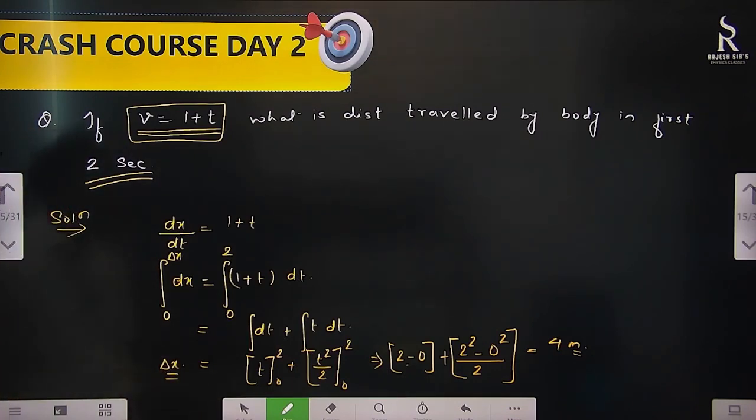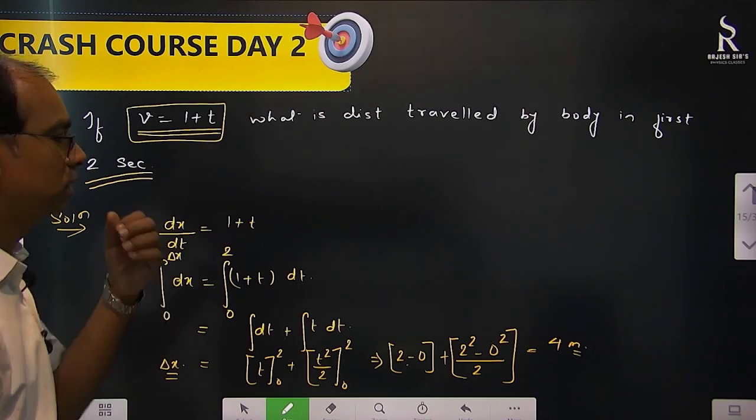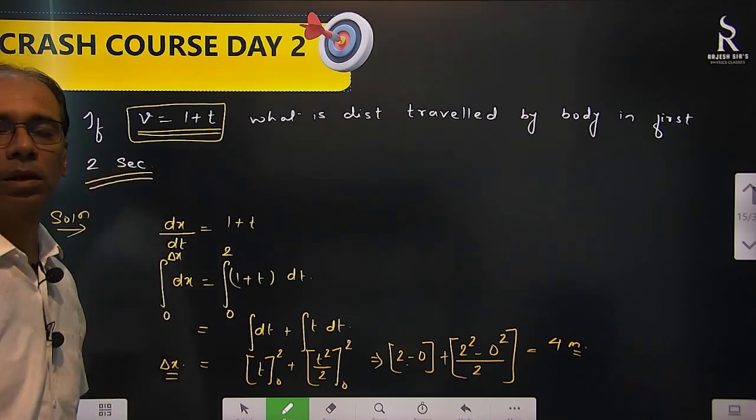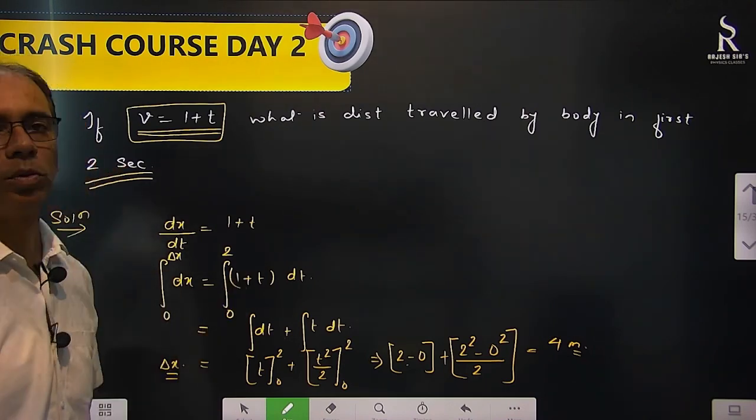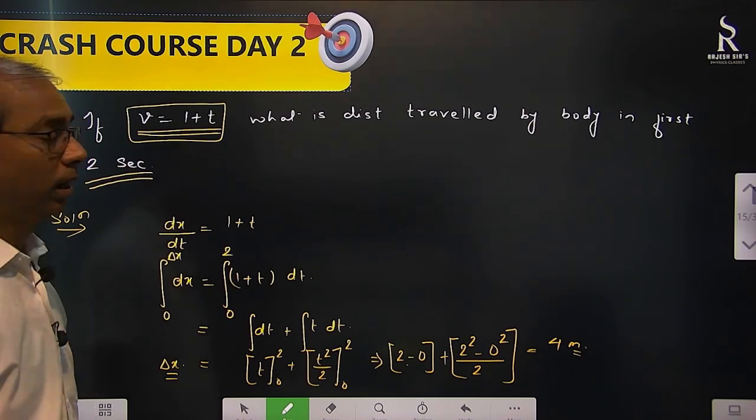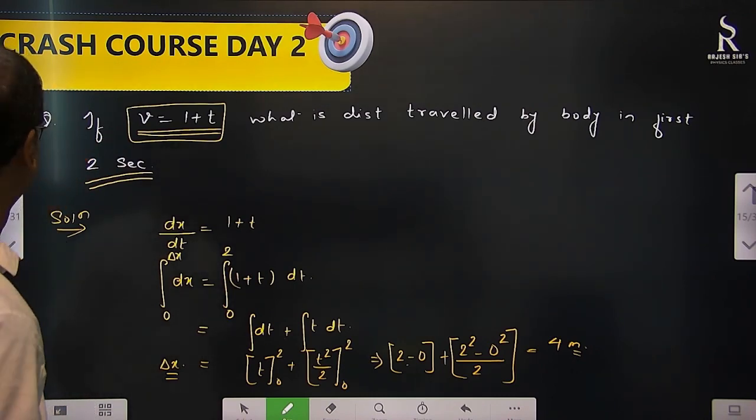Distance is also 4 meter. No change in this question. So distance and displacement both are equal and they are 4 meter. Clear? Okay.